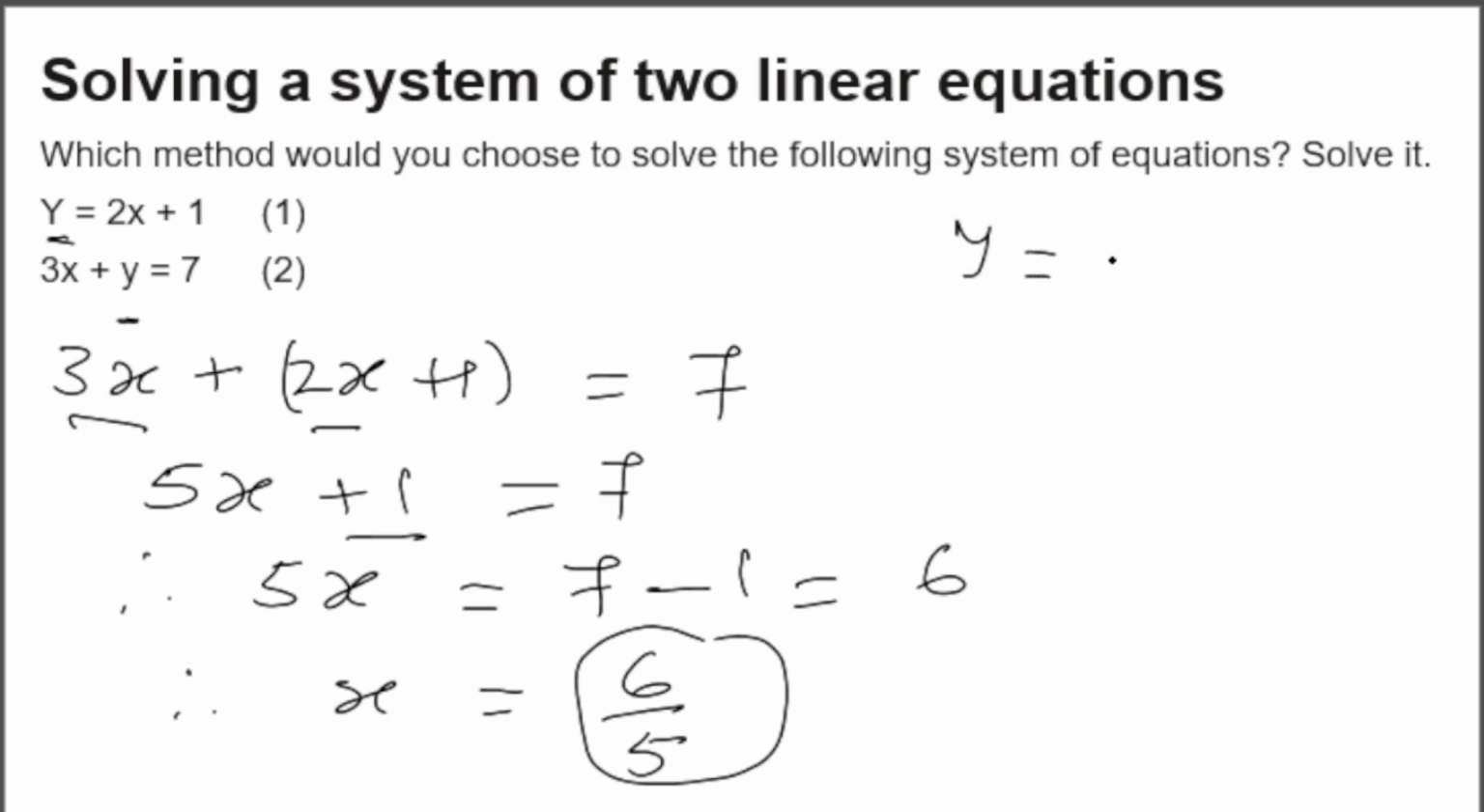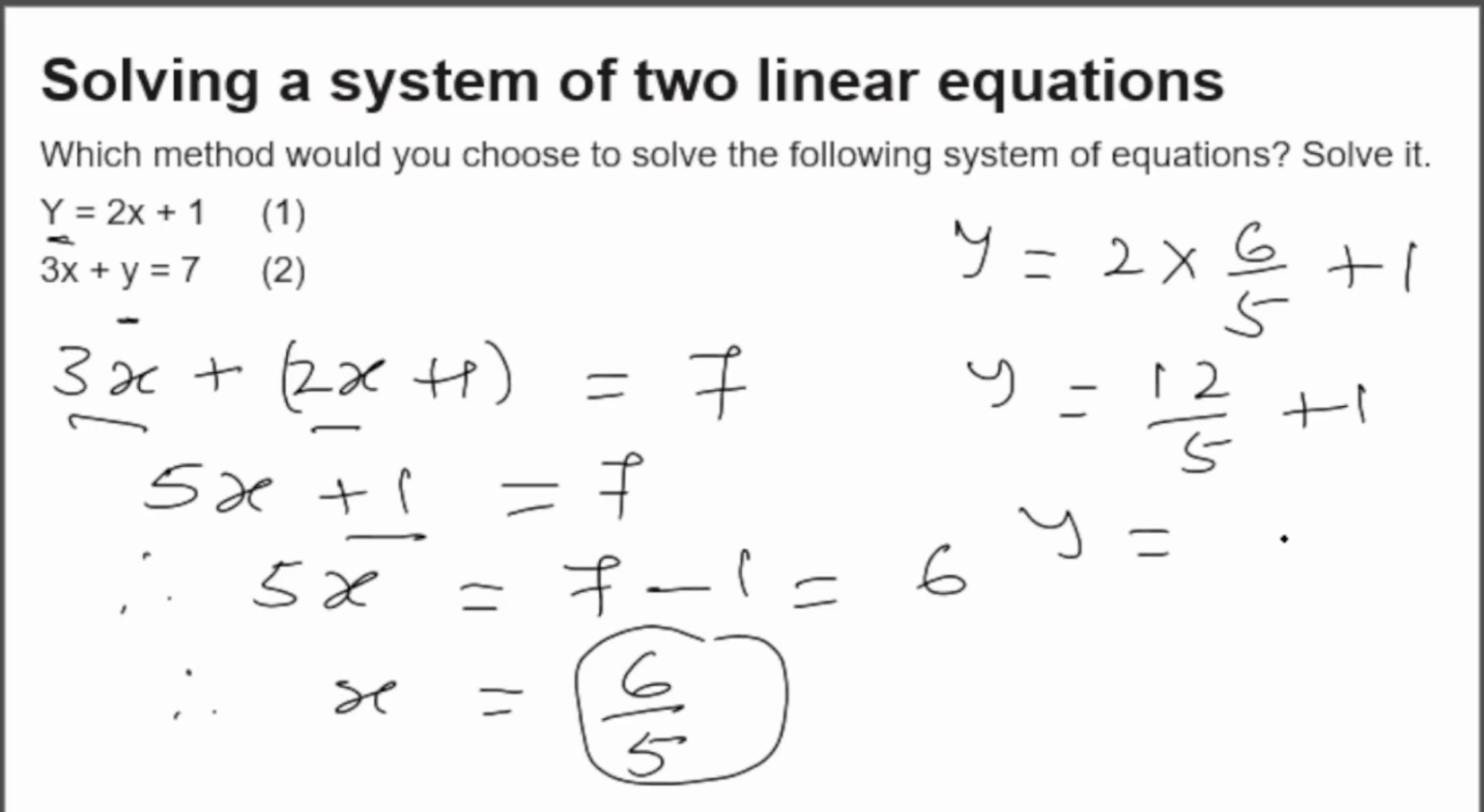So y is equal to 2 into 6 upon 5 plus 1. So this is equal to 2 into 6 is equal to 12, 12 upon 5 plus 1. So this is equal to 12 plus 5 because 1 changes to 5 upon 5 if we multiply 5 on top and bottom. So we can change 1 by 5 because 5 by 5 is equal to 1, right? So 12 plus 5 is equal to 17, 17 upon 5. This is the value of y.